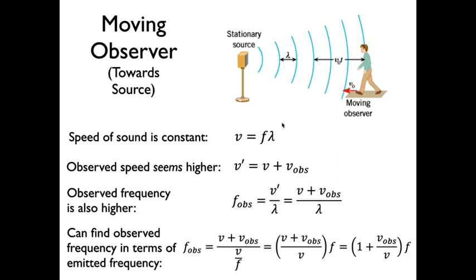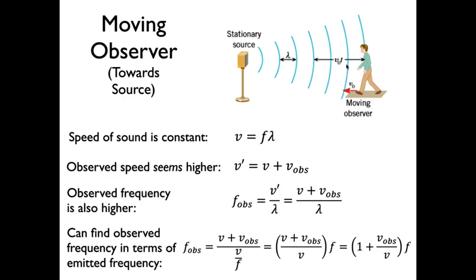Again, the speed of sound is constant, so that's the frequency times the wavelength. But the observed speed of sound seems higher because you are moving toward the sound. So the sound waves are going toward you with a speed of v, but you're going a speed v naught toward the sound source, and that makes the sound appear as though it were traveling at a higher speed. Just like if you are standing by the highway and watching cars go 60 miles an hour at you, they appear to go 60 miles an hour.